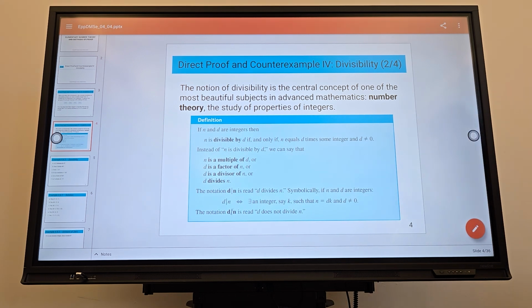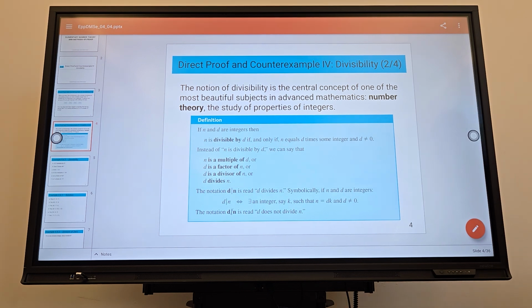Definition. If n and d are integers, then n is divisible by d if and only if n equals d times some integer and d does not equal 0. You can also say n is a multiple of d, d is a factor of n, d is a divisor of n, or d divides n. The notation is d | n, read d divides n.